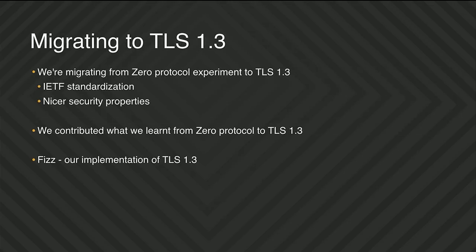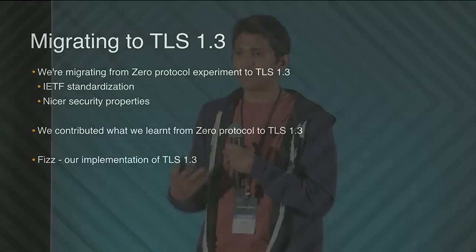So we're migrating away from Zero Protocol to TLS 1.3. One of the reasons is that it's going to become an IETF standard. It's really nice to support open standards, and also we'll be able to use TLS 1.3 in multiple places inside our infrastructure and for external traffic as well. It also has these nicer security properties, which we really, really like, and we think that it'll make the internet more safe as well. We've also done a bunch of things with Zero Protocol and learned some lessons from it, so we've contributed them back to TLS 1.3 as well. I'll talk a little bit about the lessons we've learned in the next section.